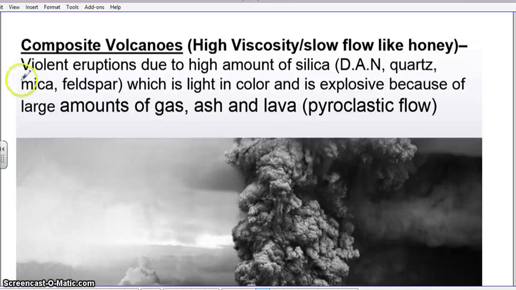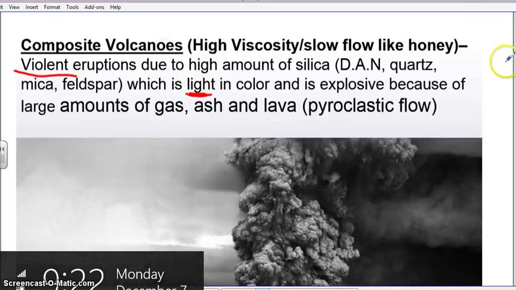And these are very violent eruptions due to the high amount of silica, Dan, quartz, mica, feldspar, which I said is light in color and is very explosive because it holds all that large amount of gas, ash, and lava back to the point to where it actually blows its top.